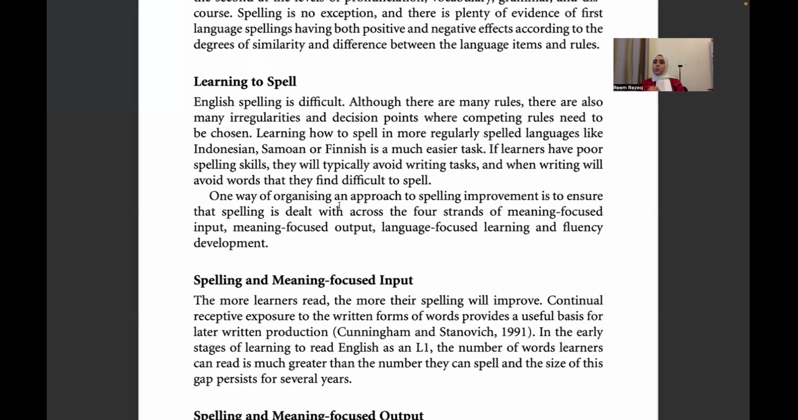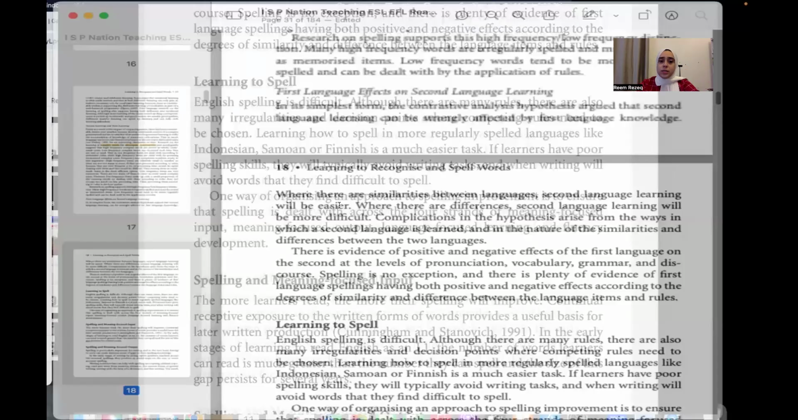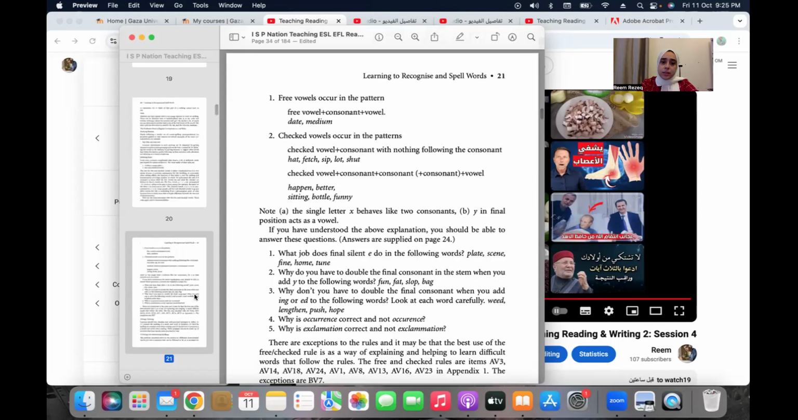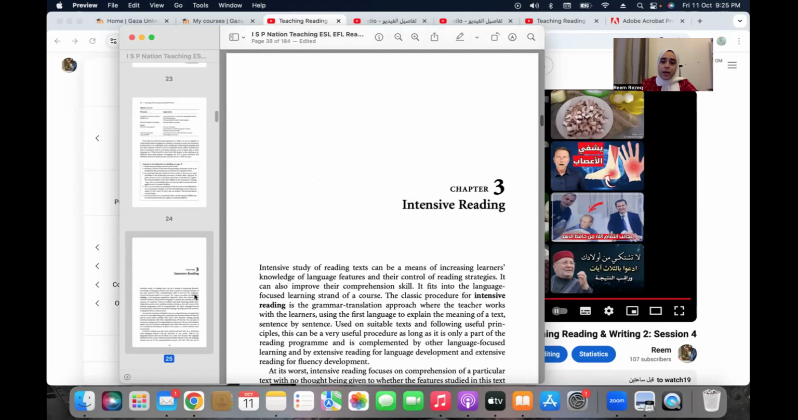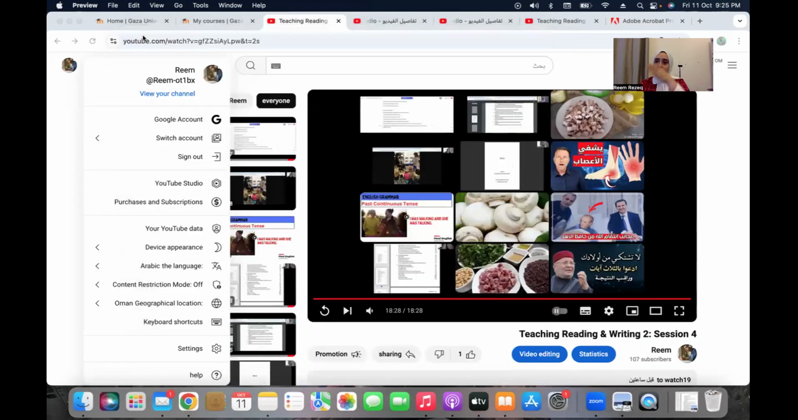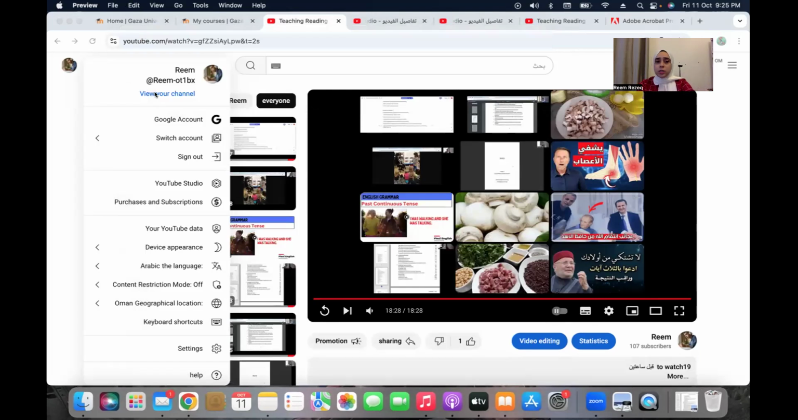So inshallah, next time we're going to focus on learning to spell, and spelling with meaningful focus on input and also meaningful focus on output. All these skills, inshallah, we're going to focus on this aspect of spelling, because spelling itself affects from one side to another. So all these affect badly: if you don't pronounce these words accurately, you couldn't really read very well.